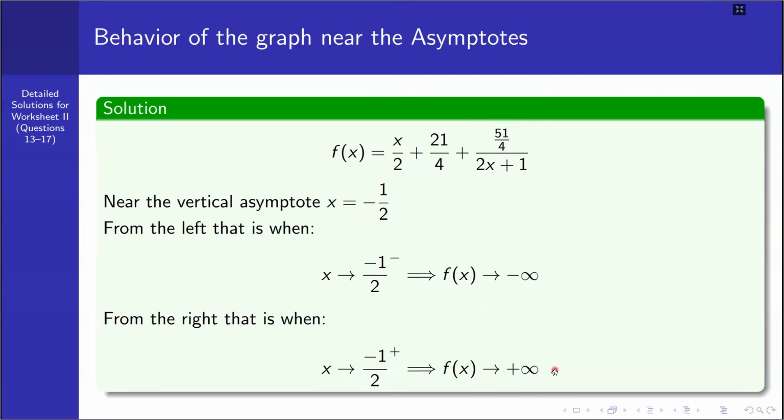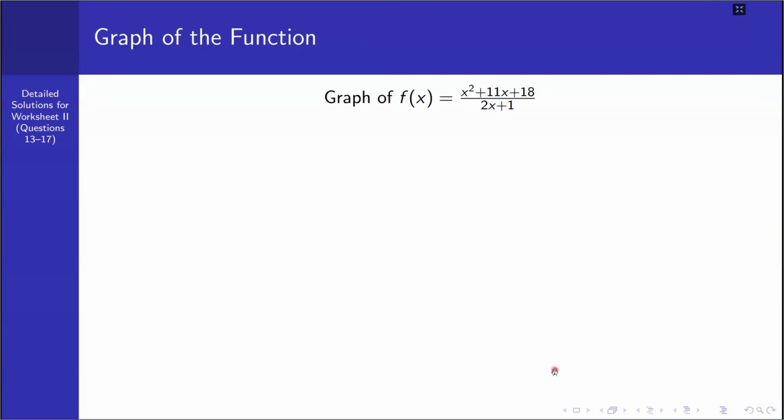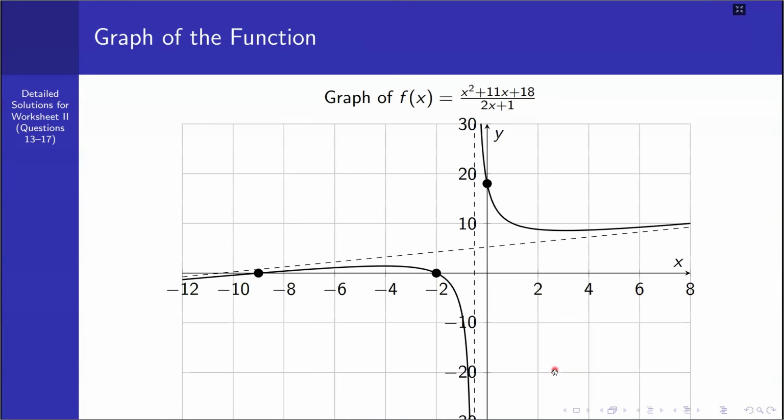Therefore, this is the property of the graph of the given rational function near the vertical asymptote. Then the graph of the given rational function could be this one. The vertical asymptote is this one, which is x equal to negative 1 over 2. Then the oblique asymptote, which is y is equal to x over 2 plus 21 over 4. And the y-intercept, that is, x equal to 0 gives 18.